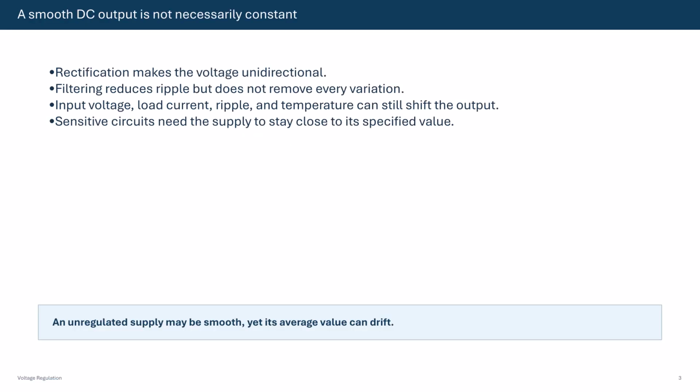A rectifier and filter produce a reasonably smooth DC voltage, but smooth does not mean constant. The output can change when the mains voltage changes, when the load draws a different current, because residual ripple remains, or because component parameters change with temperature. A regulator is therefore placed after the filter to oppose these variations.